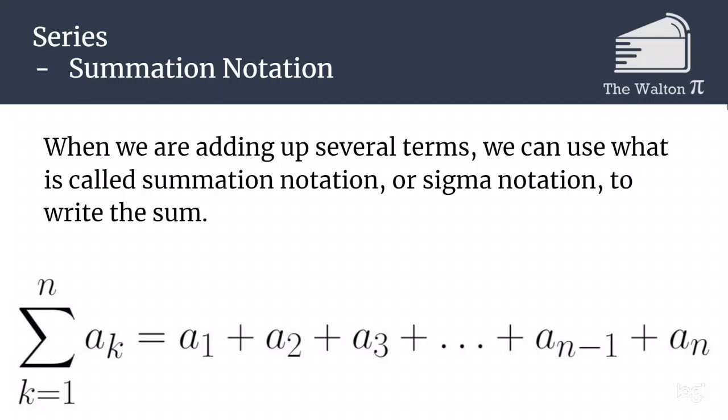So when we're adding up several terms, we can use what we call summation notation, or sometimes sigma notation. This big weird letter, that's a Greek letter called sigma, and we are going to be using this to represent a sum. Now, if we see something like this, let's break down what these different pieces mean so that we know what we are referring to when we are talking about a sum.